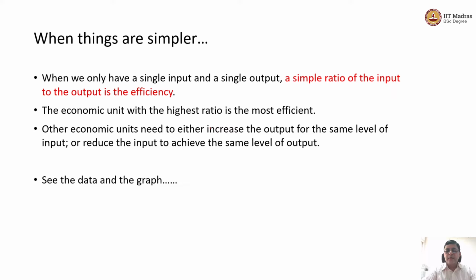So either you spend less input to make the same output, that will fare you well, or with the same amount of input you produce more, you get more output. Those are the only two ways, right? So for this very trivial example where we have a single input and a single output, this is what a graph would look like.